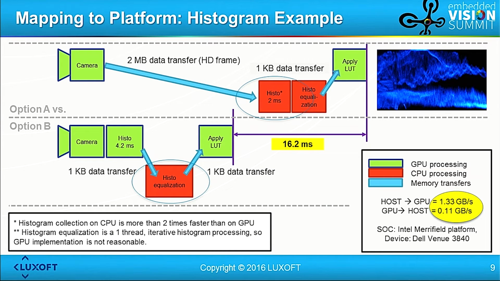Just a little example. One of our customers was porting an algorithm onto a GPU-enabled platform, and we will use the histogram algorithm pretty often in this talk, because it is very simple and very easy to understand. Here you can see option A on top as a CPU implementation, and option B on top of a histogram collection, although the algorithm itself on the CPU is not as efficient.